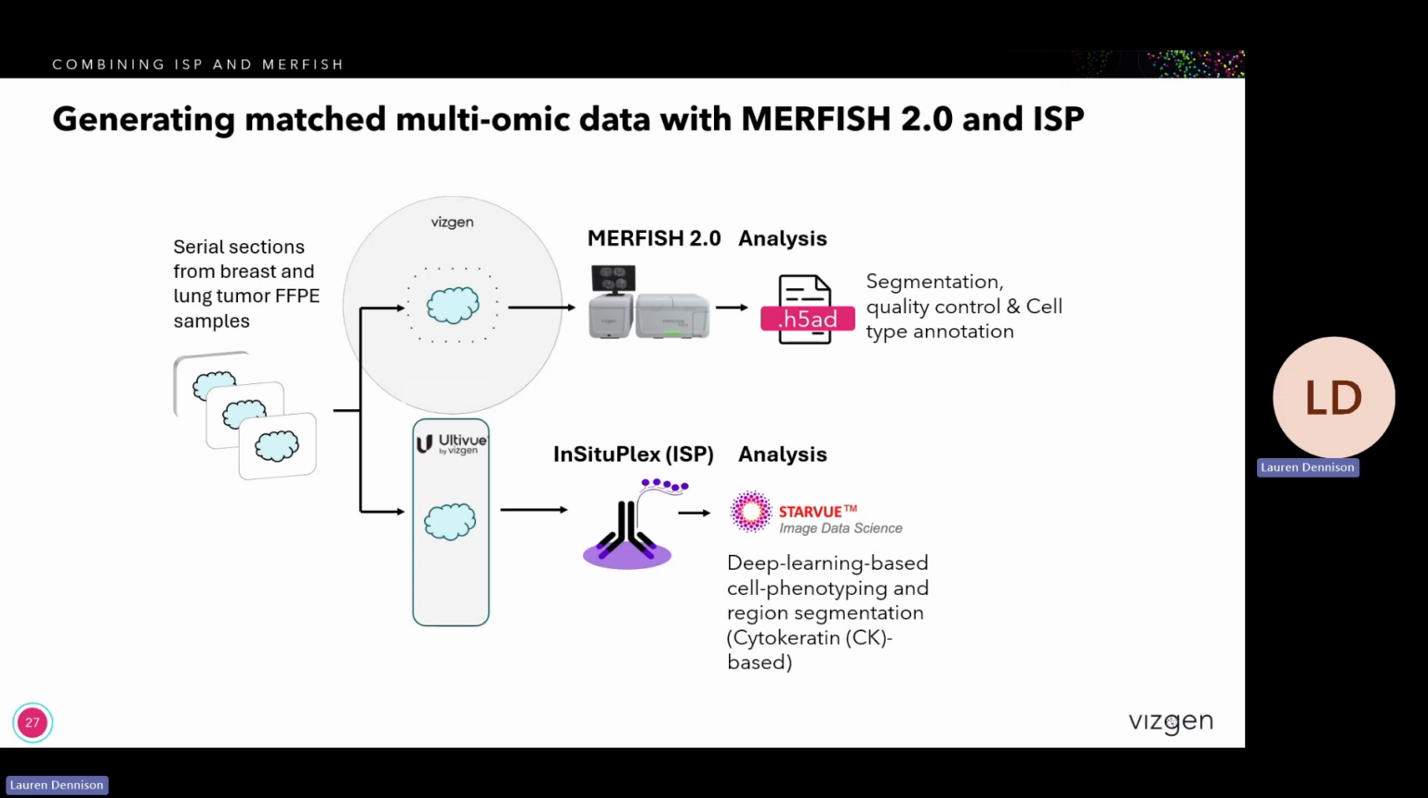So we took serial sections from two different indications, and yeah, the sections were adjacent, and then one section goes to the MERScope and is profiled with the MERFISH 2.0 chemistry, and the other section is subjected to an in situ plex panel, 12 plex in this case. And there we run our custom analysis that I introduced before, deep learning-based cell phenotyping, and also region segmentation, so that we outline the tumor using the cytokeratin expression.